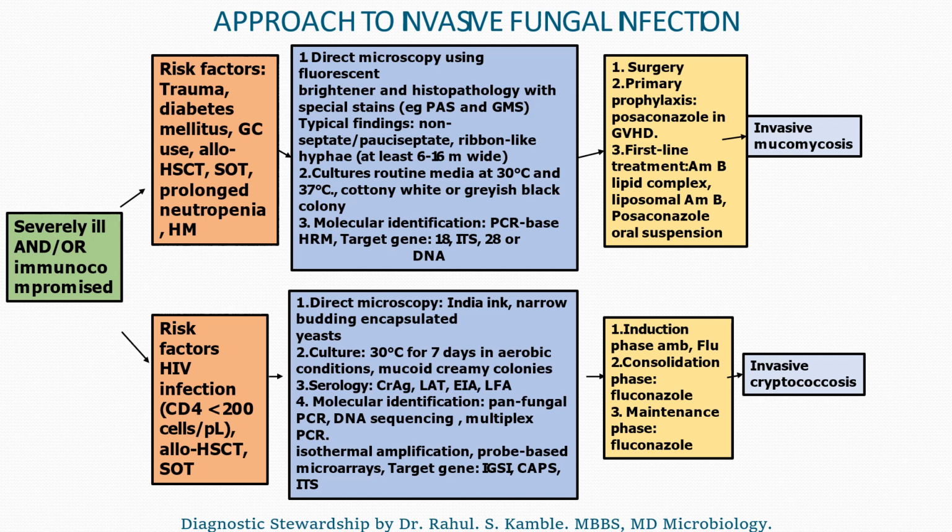How to approach invasive fungal infections? Severely ill and immunocompromised patients. The risk factors include trauma, diabetes mellitus, stem cell transplant, prolonged neutropenia, HIV infection with CD4 count less than 200, and organ transplant. In case of these risk factors, use direct microscopy, cultures or molecular identification. When diagnosed as invasive mucormycosis, the treatment includes surgery, primary prophylaxis in the form of posaconazole, or first-line treatment like amphotericin B. If the diagnosis is invasive cryptococcosis, the treatment is induction phase amphotericin B, consolidation phase fluconazole, and maintenance phase fluconazole.